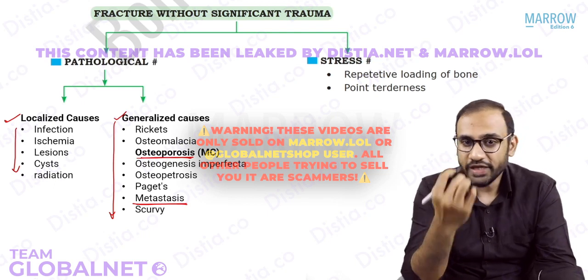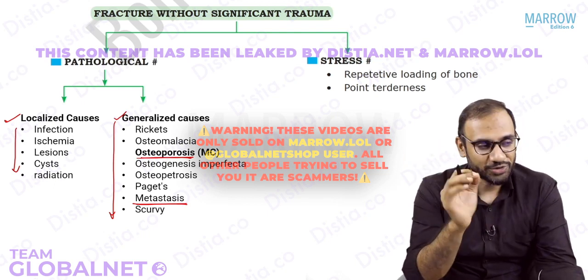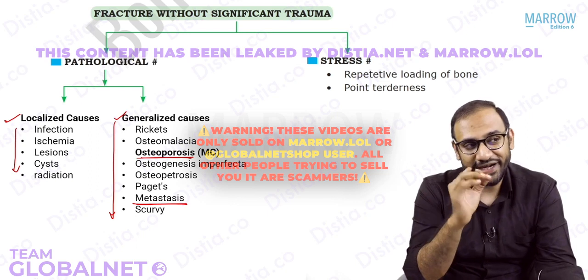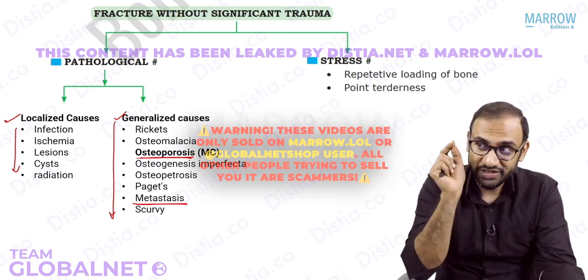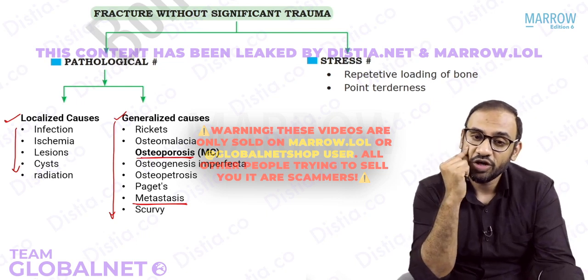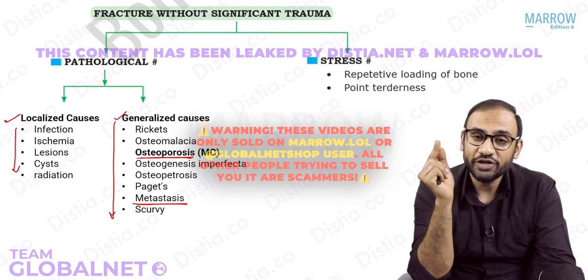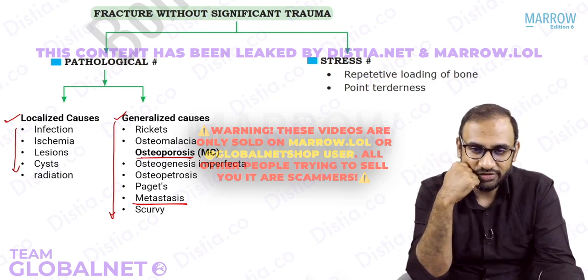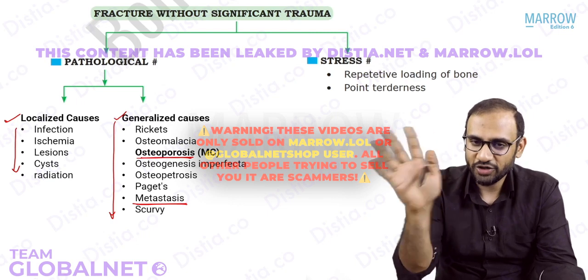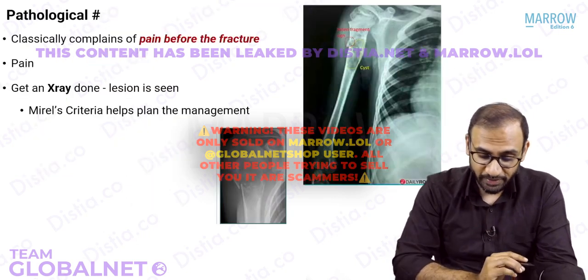Now, when you do an X-ray, you will find a lesion. Suppose a patient comes to you with pain. You get an X-ray done. And on X-ray, you find a lesion in the bone, which is not fractured yet because there is a localized pathology. What will you do now? Will you wait for it to fracture or will you intervene prophylactically to prevent its fracture? Now we have a criteria for it. We'll talk about that in a minute. But the points that I've already mentioned.